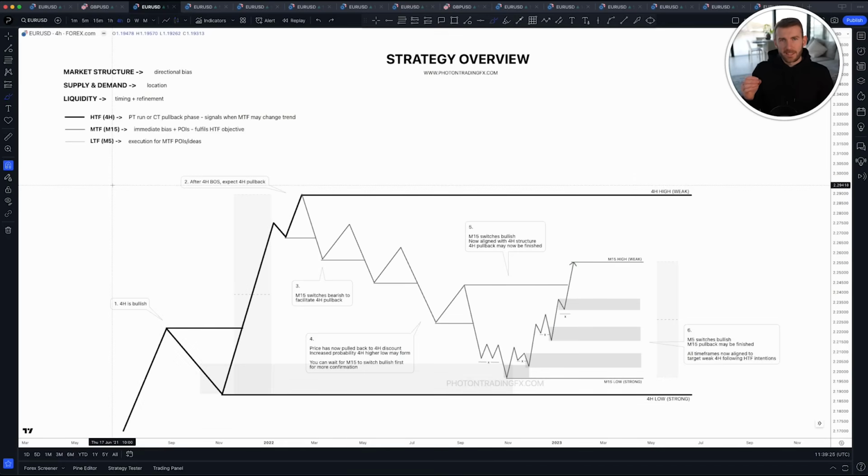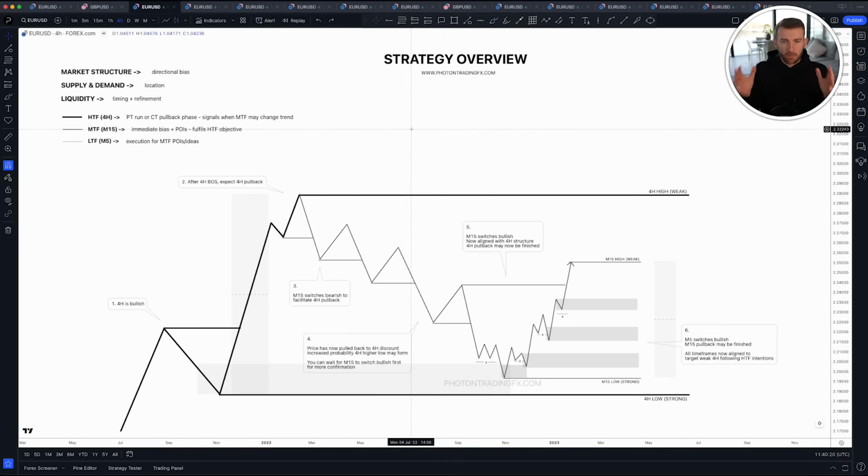So before we dive into the specifics of the liquidity concepts, first you need to understand my overall strategy philosophy. My entire technical strategy is based around the idea of trying to identify where the big money is entering and exiting the market and then try and trade in line with that. First I use market structure and that gives me my directional bias. Once I know the direction I want to trade in, I then use supply and demand zones to help me locate where I'm going to enter that trade idea. And then finally, I use liquidity to help me time and refine that idea.